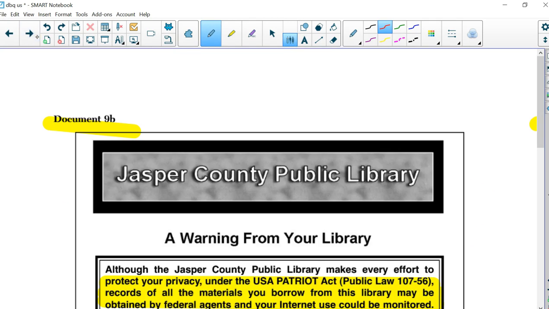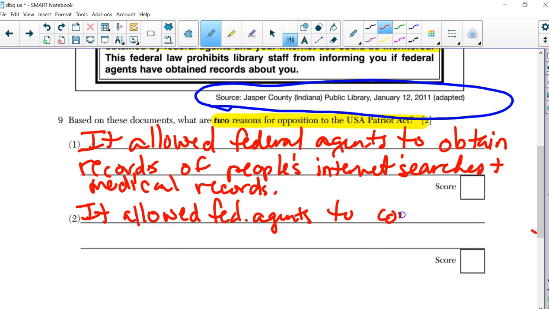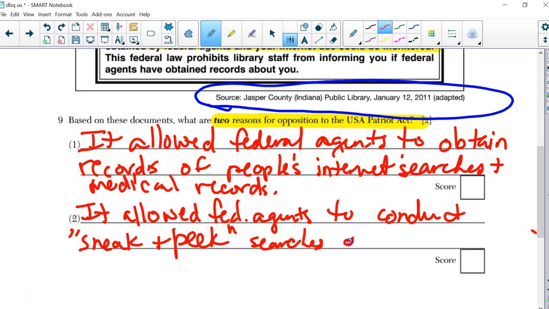And what else could it do? Allows federal agents. It allowed, actually I shouldn't be writing allowed, I should be writing allows because this is still in effect. Federal agents to conduct sneak and peek searches of people's houses and businesses.